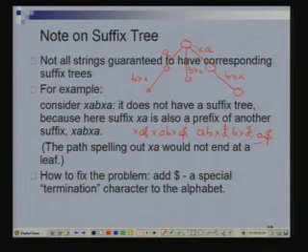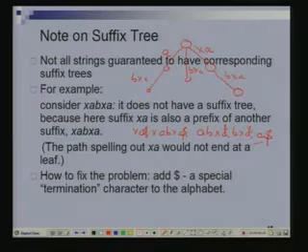स्पेशल कैरेक्टर, व्हाट इज स्पेशल अबाउट डॉलर? There is nothing special about dollar. It can as well be a, it just is a character which is not part of your original alphabet. That's all. ठीक है, तो अब इस डॉलर से क्या होगा?